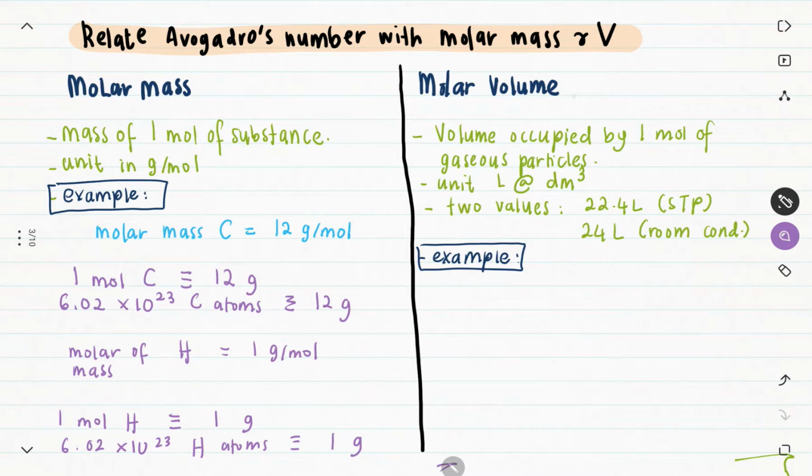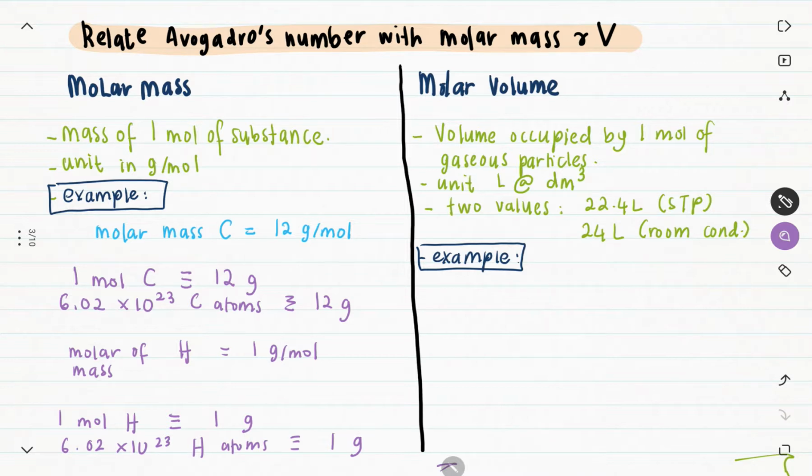Molar volume is the volume occupied by 1 mole of gaseous particle. The unit used for molar volume is liter or dm cube, decimeter cube. There are two values of molar volume, depending on condition. At STP the volume of 1 mole of gaseous particle is 22.4 liter. In room condition it is 24 liter.